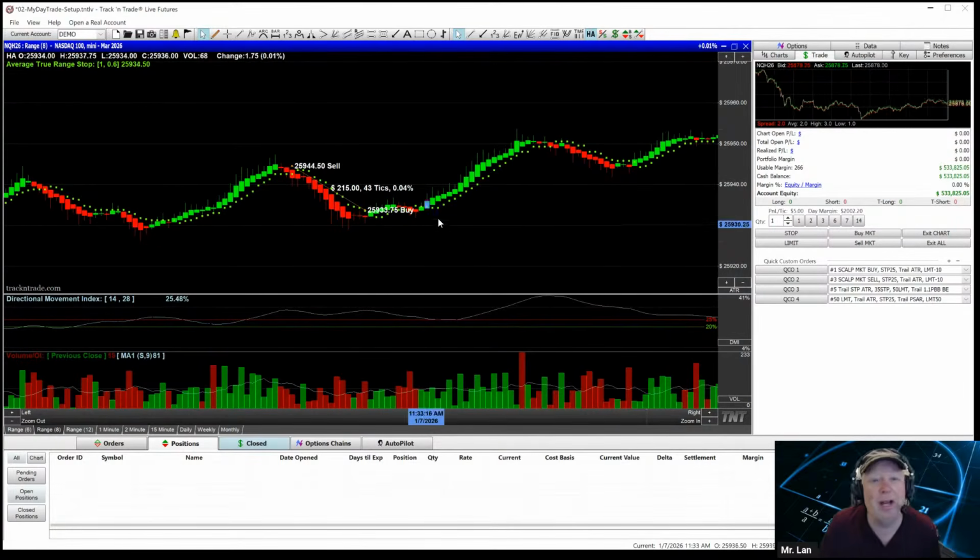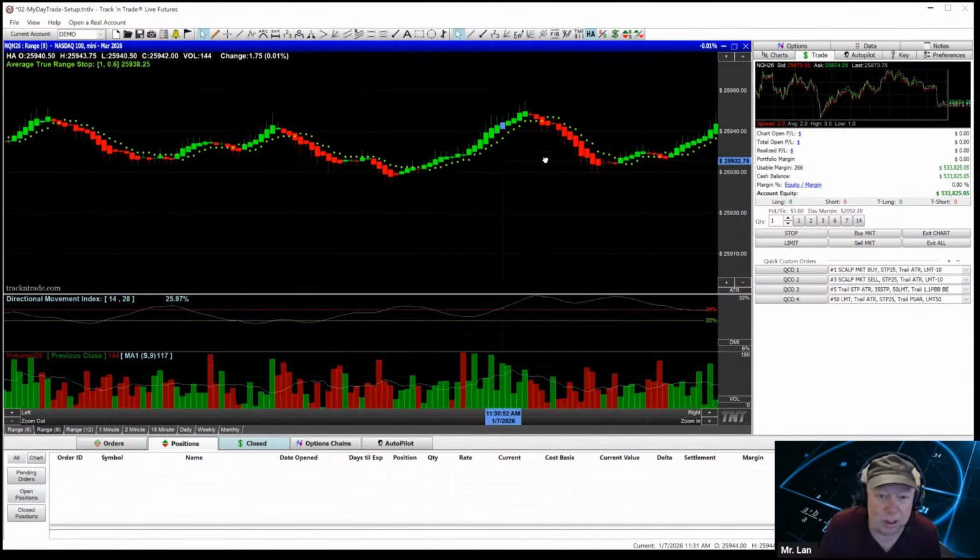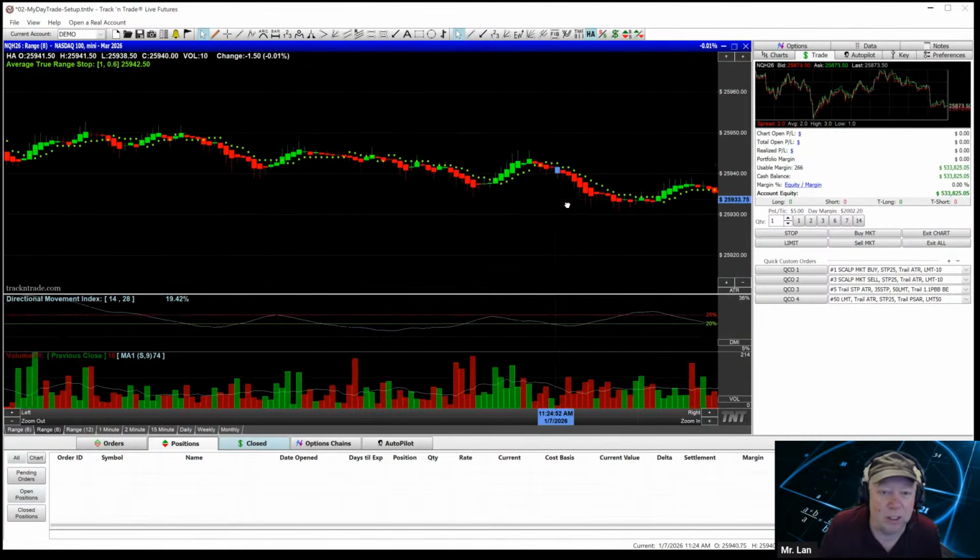We can slow it down. This is called a range bar 8. All right, so these are range bars. Now this is kind of my little secret code that I turn on in the software. And I'm going to show you how to set this up. I told you all this.